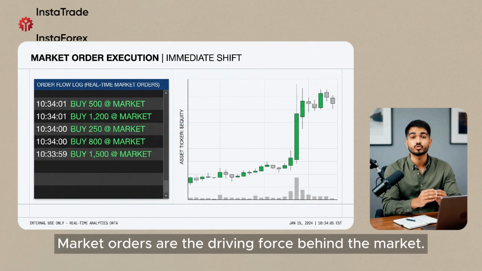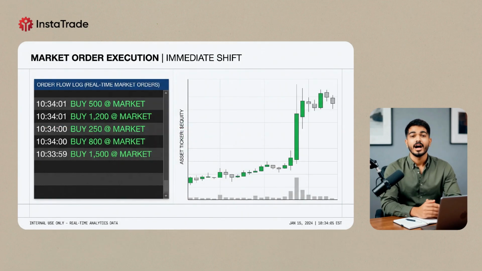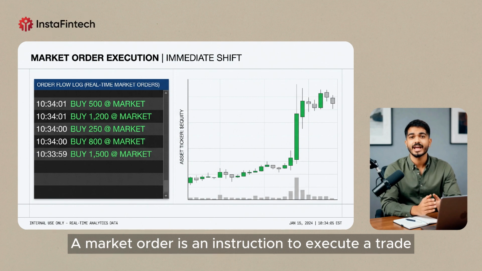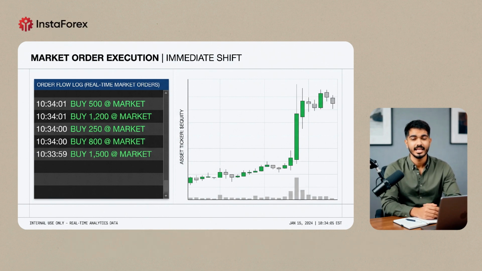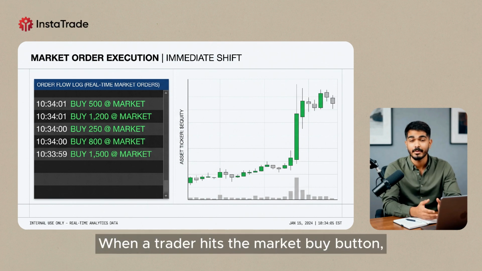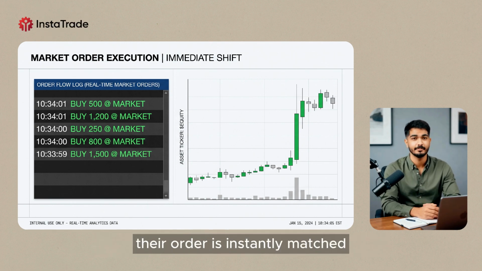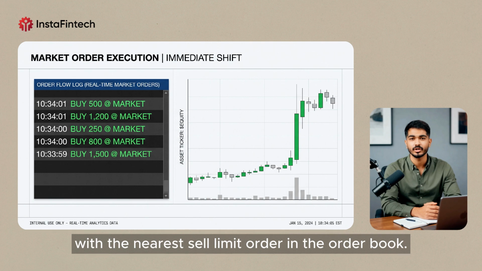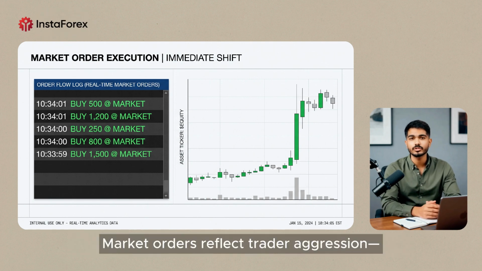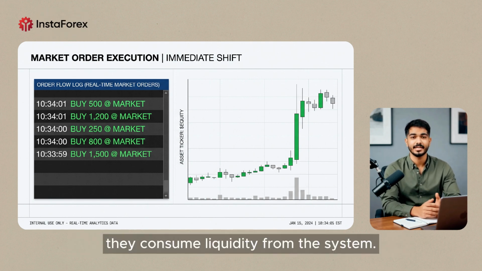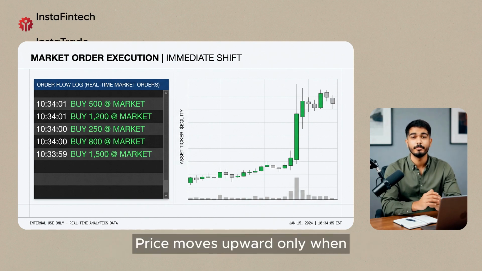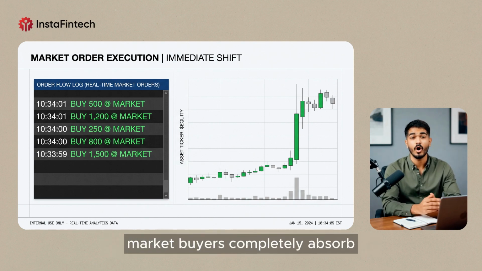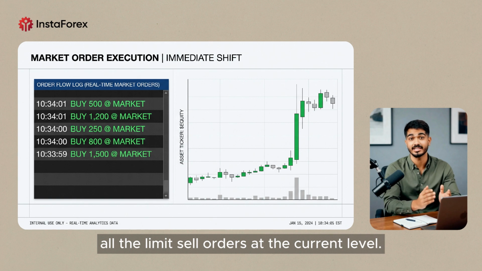Market orders are the driving force behind the market. A market order is an instruction to execute a trade immediately at the best available current price. When a trader hits the market buy button, their order is instantly matched with the nearest sell limit order in the order book. Market orders reflect trader aggression. They consume liquidity from the system. Price moves upward only when market buyers completely absorb all the limit sell orders at the current level.